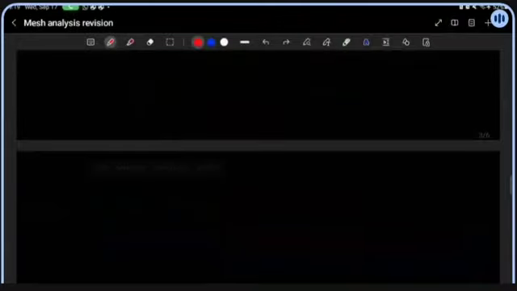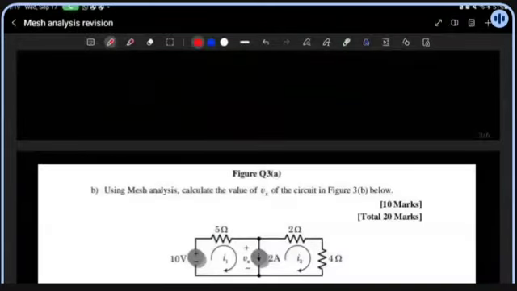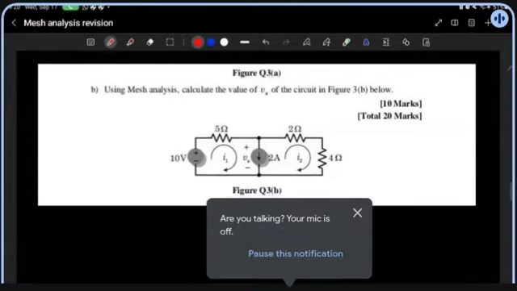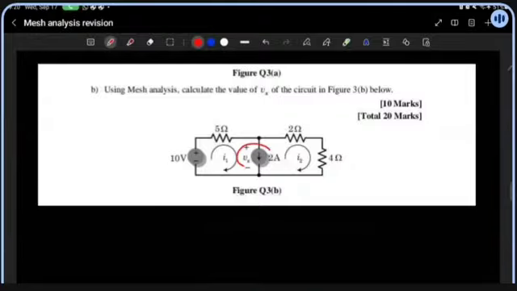What do they want us to do? In this question, they're saying use mesh analysis to calculate the value of Vx for the circuit in the figure below. So where is Vx? Vx is the voltage across that current source. Tricky. But let's see what we have to do.